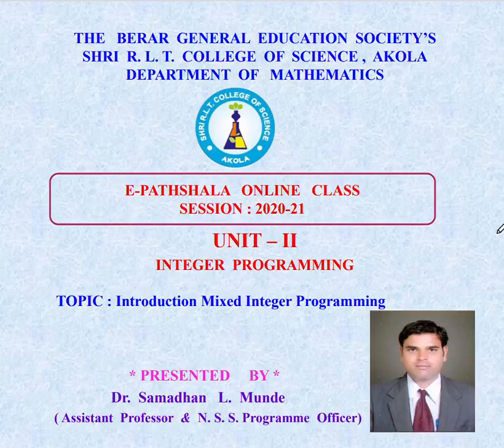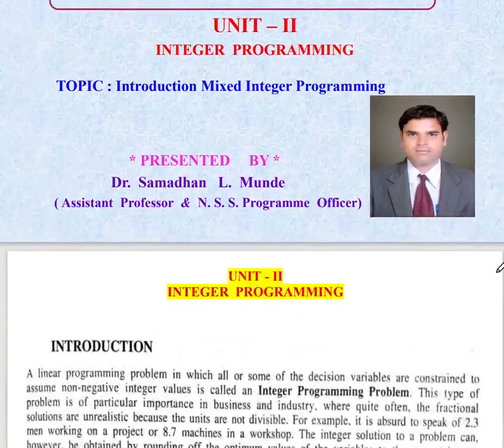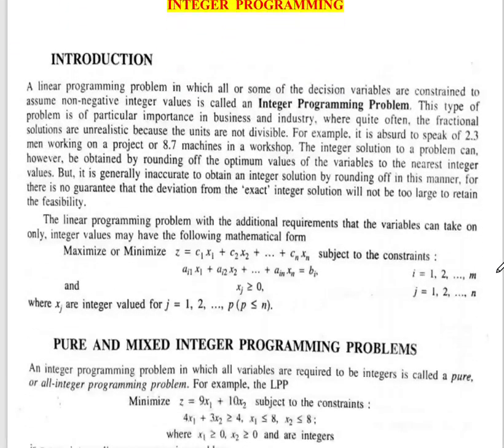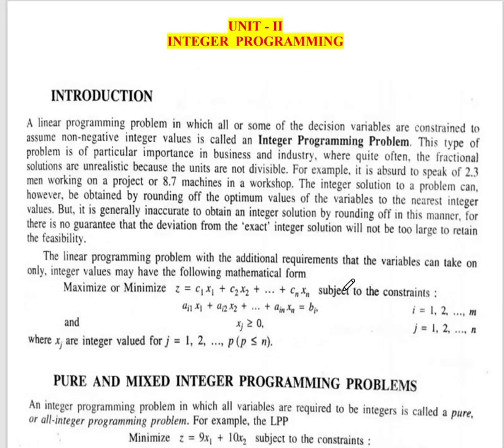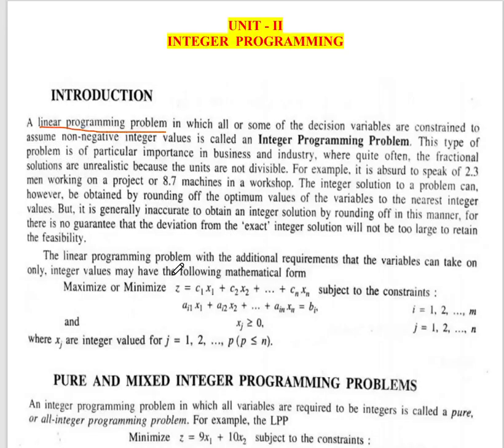What is meant by integer programming? Integer programming is also a linear programming problem. Then we will see the mixed integer programming problem. Before starting, we will see the definition of integer programming. This integer programming problem is just like a linear programming problem in which all or some decision variables are constrained to assume non-negative integer values, and it is called an integer programming problem.